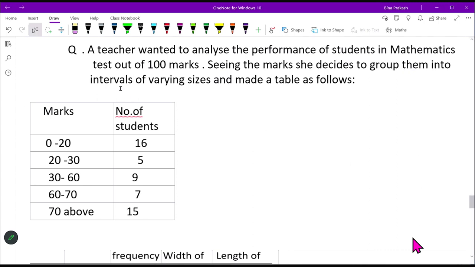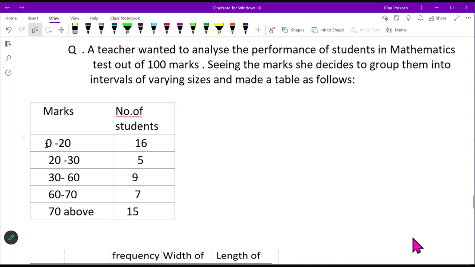Now let us read this question. A teacher wanted to analyze the performance of the same, which is out of 100. Seeing the marks, she decided. That is, she has seen the marks. And what she did is she clubbed the marks. That is, we usually write the interval, no, 0 to 10, 10 to 20, 20 to 30, 30 to 40. But when she saw the marks, then she thought of clubbing.